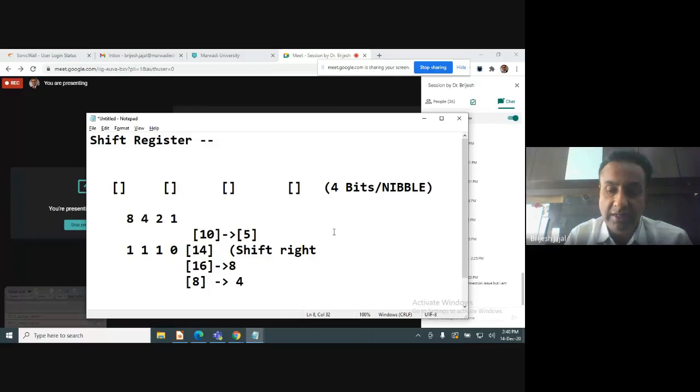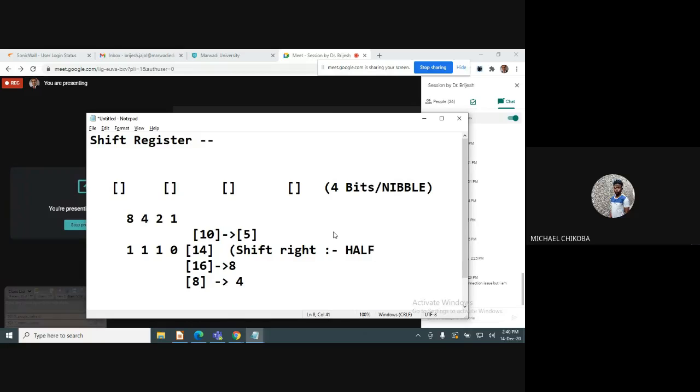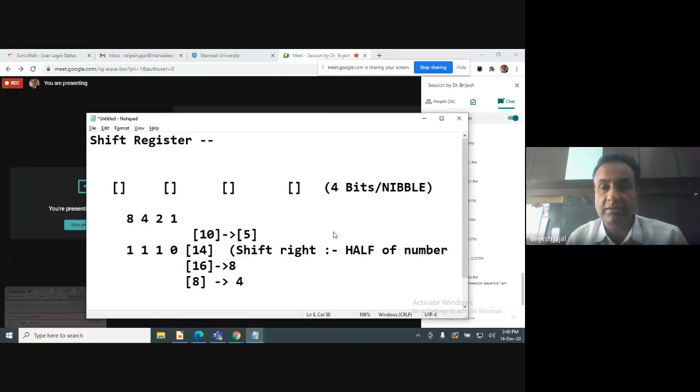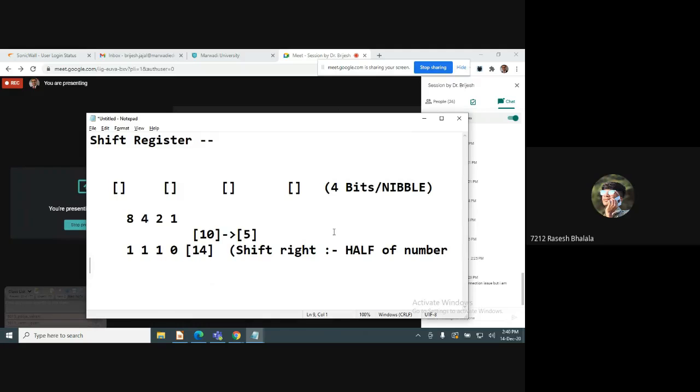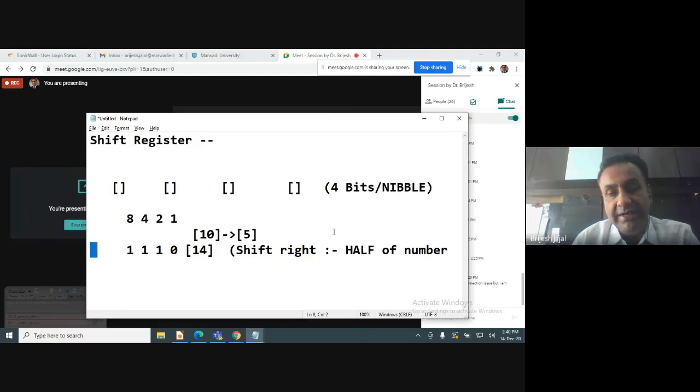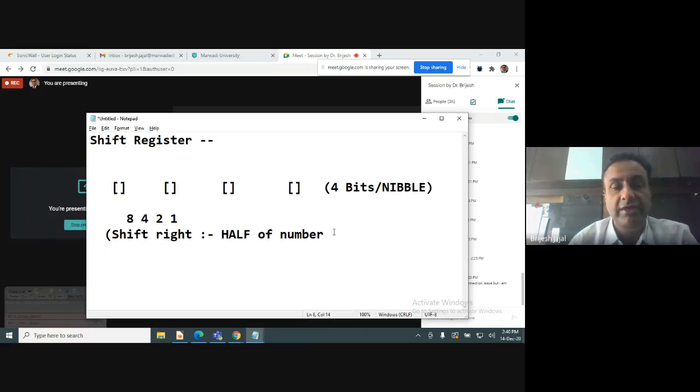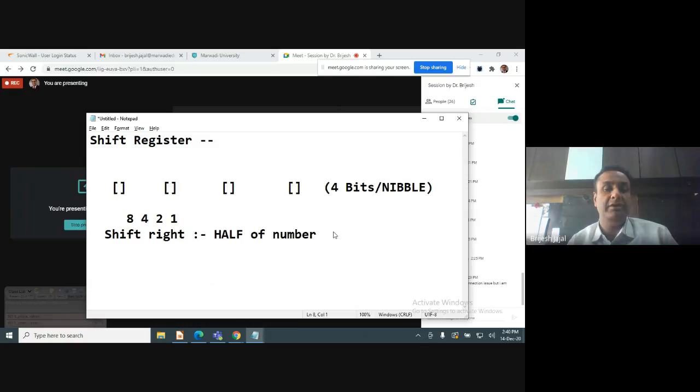Every time, what am I getting when I shift right? Can I say it is half of a number? Half of a number, is it correct? Yes or no? Yes. If you want to practice, you can practice and double check yourself. It is 100% guaranteed. Whenever you shift right, you are going to get half of a given number.